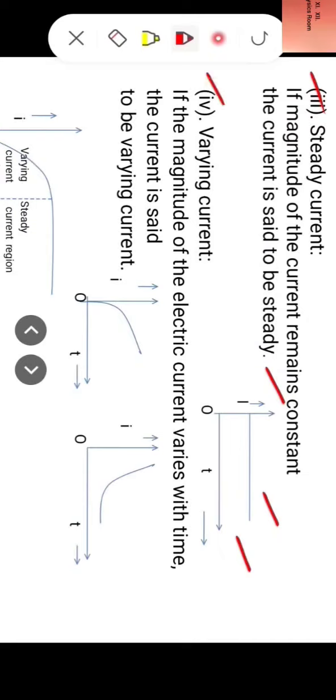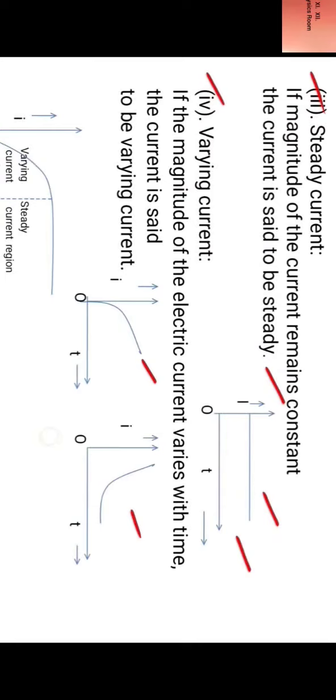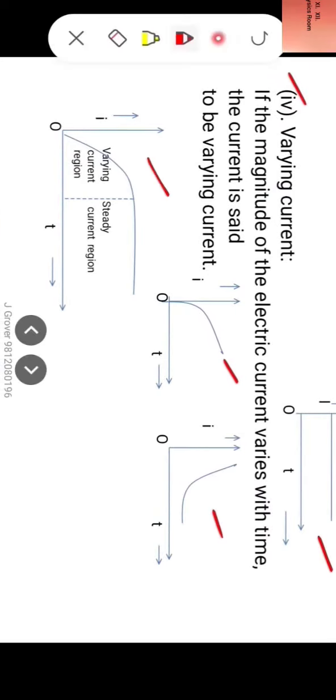4th, varying current. If the magnitude of electric current varies with time, the current is said to be varying current. In this graph you can see current is increasing with time, and in this graph current is decreasing with time, and in the third graph both types of current have been represented. Up to this point the current is varying, and up to this point the current is steady, because this region is the varying current region and this region is the steady current region.